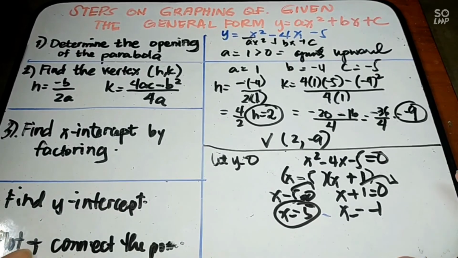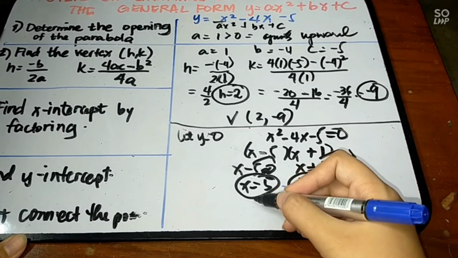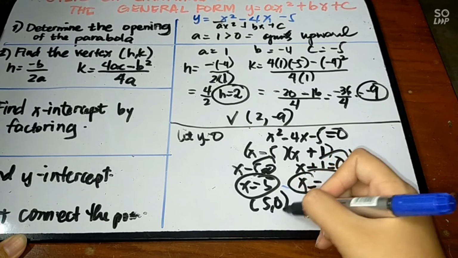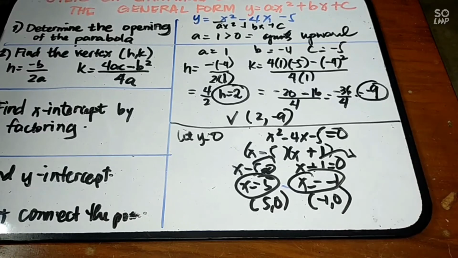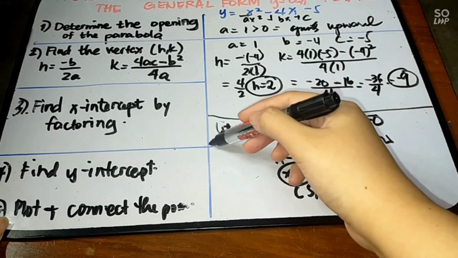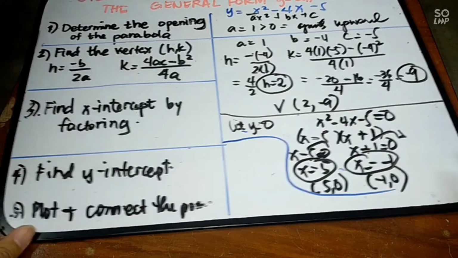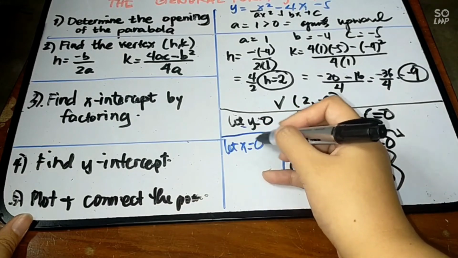So, that's it. We have found our x-intercepts. So, our x-intercept is 5 and 0. The other one is negative 1 and then 0. Then, for the next step, we are going to find for the y-intercept. So, I'll just put the y-intercept here. The y-intercept is easy. So, we are going to let x be equals to 0.